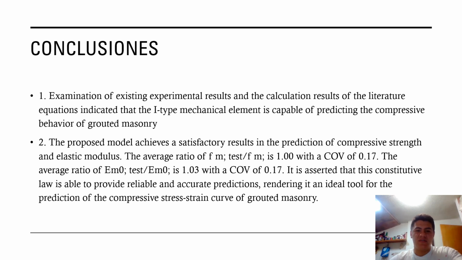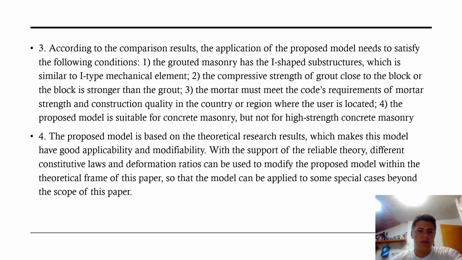Conclusions. Examination of existing experimental results and calculation results of the literature equations indicates that the I-type mechanical element is capable of predicting the compressive behavior of grouted masonry. The proposed model achieves a satisfactory result in the prediction of compressive strengths and elastic modulus. The average ratio of model to tests is 1 with a COV of 0.17. The proposed model is based on theoretical research results, which gives this model good applicability and modifiability.